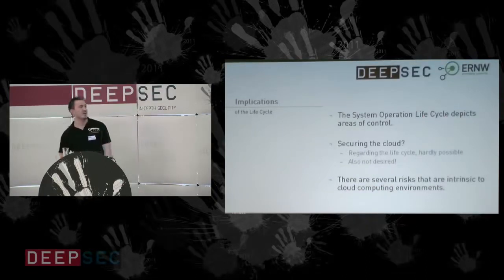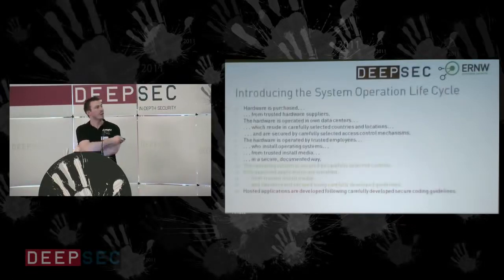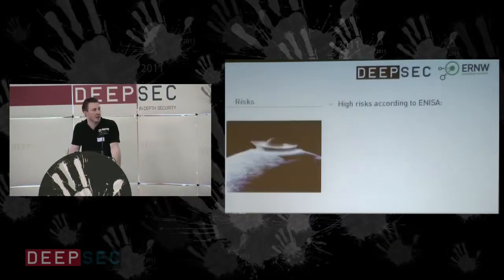What the system operation lifecycle is telling us is that it's not possible to secure the cloud in all aspects. There's simply no possibility, because at least these areas, the yellow ones, are also under the control of the cloud service provider in platform as a service environments. It's just not possible to secure the cloud.